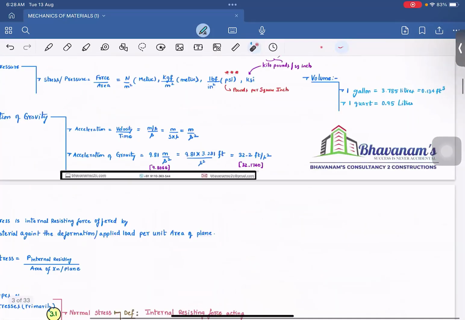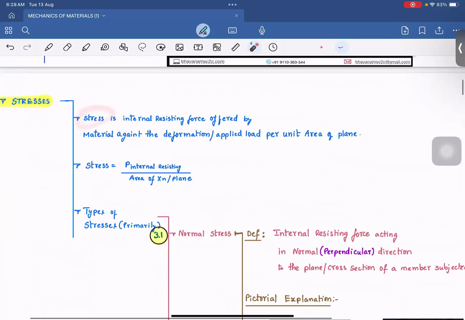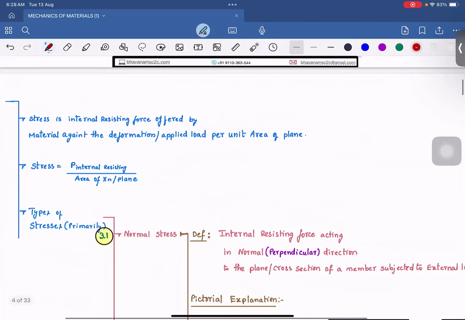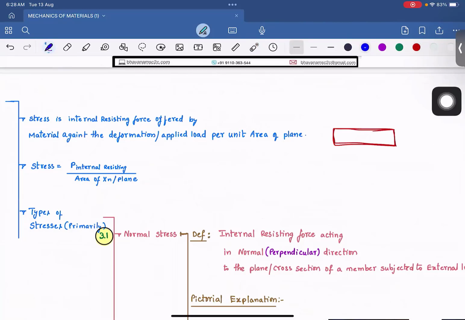Stress is the internal resisting force offered by the material against the deformation or external applied load per unit area of the plane. As simple as that. Suppose I have a member here and I applied a load and pulled it. It is fixed at one end. I pulled it with some load, 10 kilonewtons.